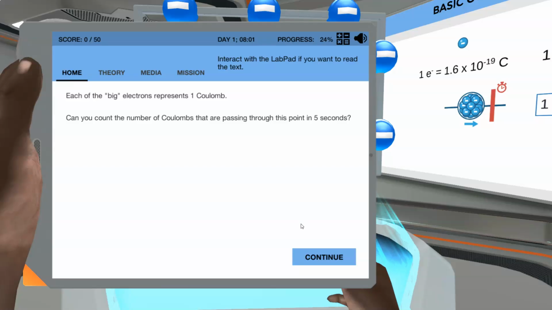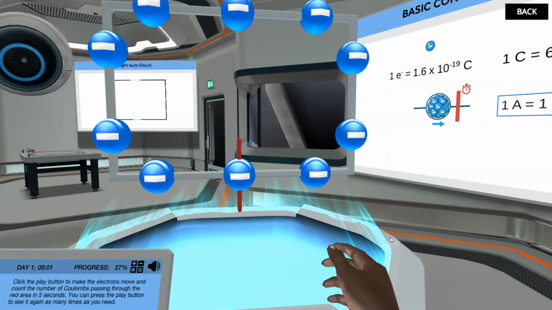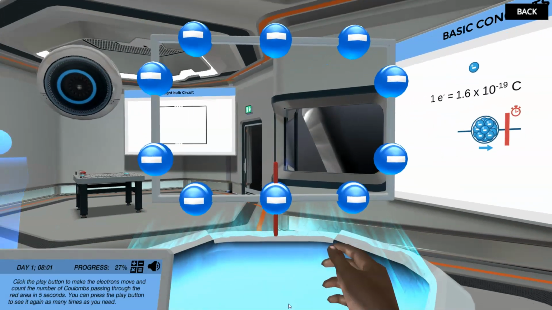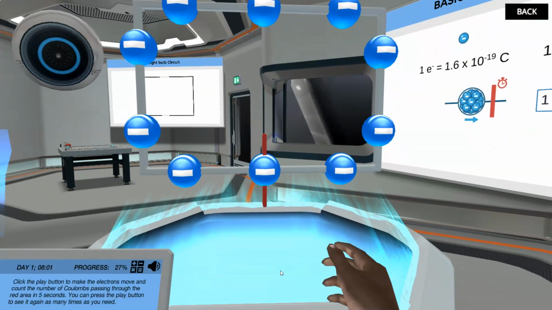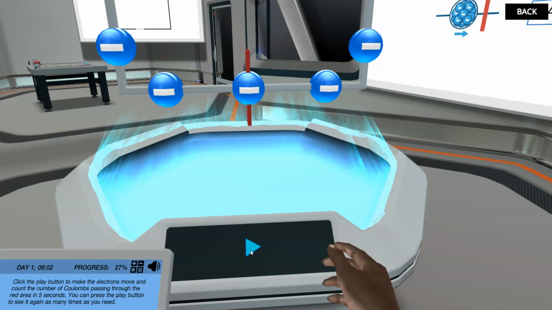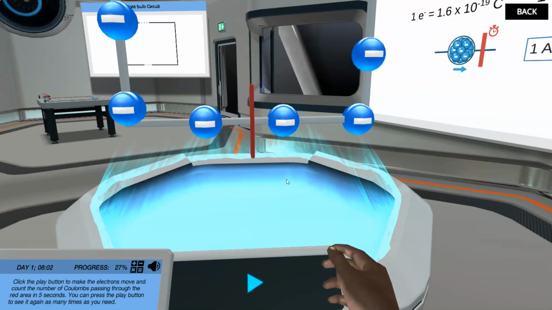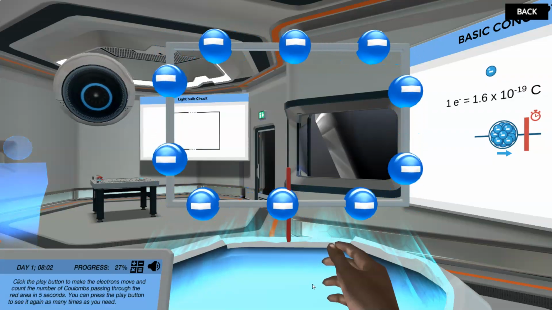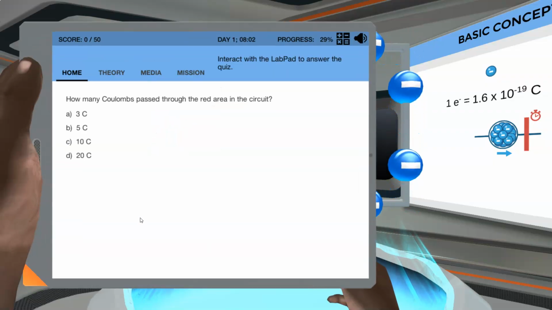Can you count the number of coulombs that are passing through this point in 5 seconds? Click the play button to make the electrons move and count the number of coulombs passing through the red area in 5 seconds. You can press the play button to see it again as many times as you need. How many coulombs pass through the red area in the circuit?